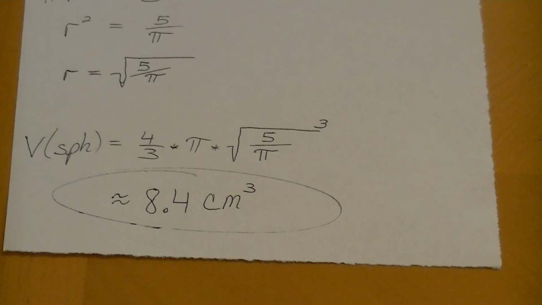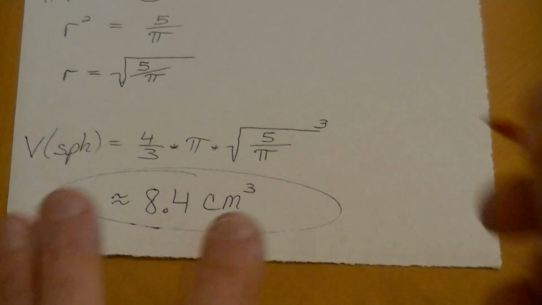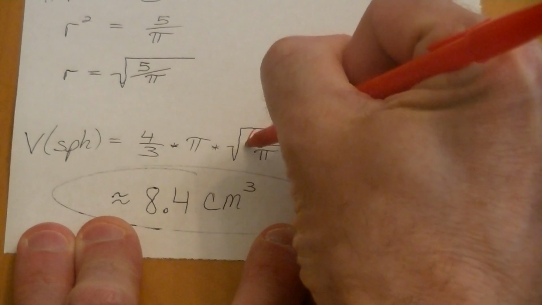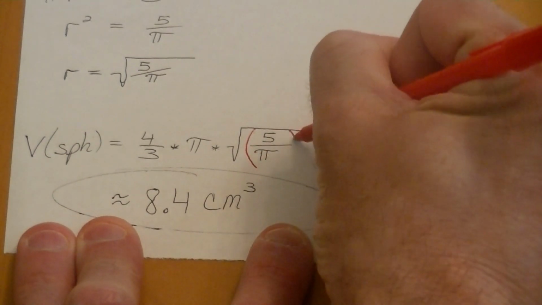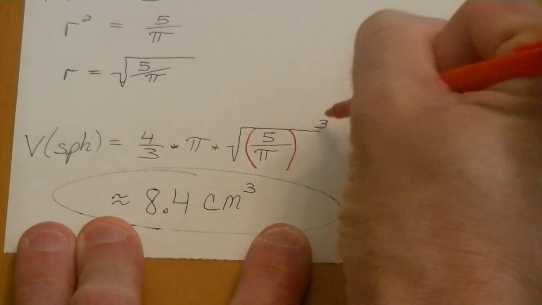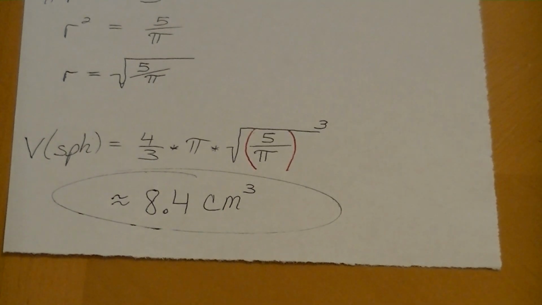Check yourself on your calculator. If your calculator puts a parenthesis here when you hit the square root button, you have to remember to close it before you say to the 3rd power. Answer 8.4 centimeters cubed. Last one.